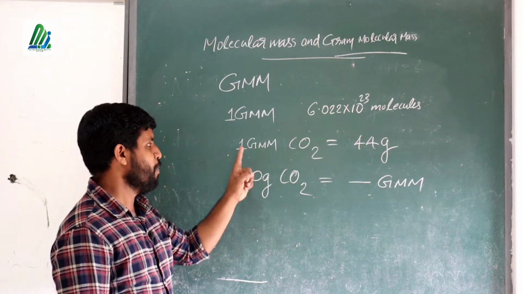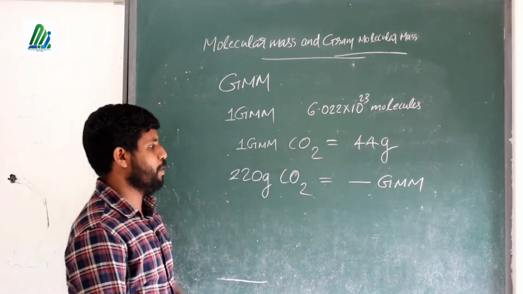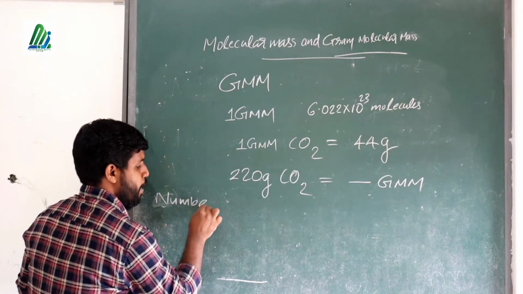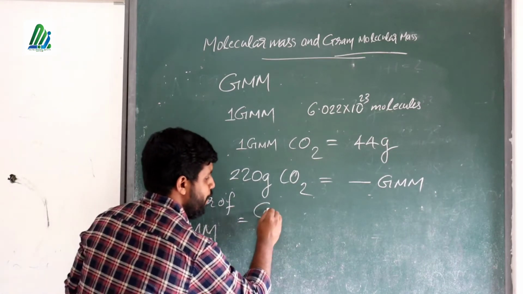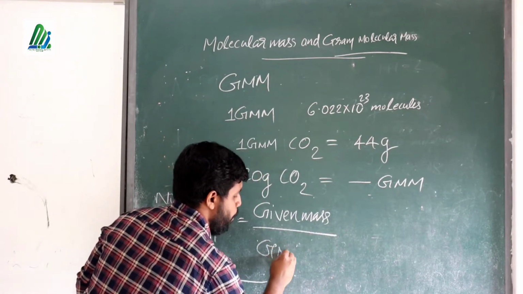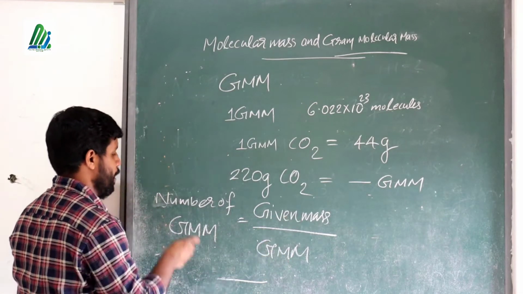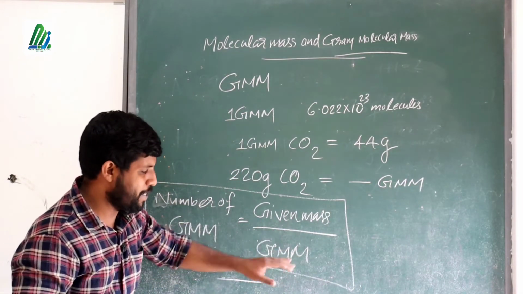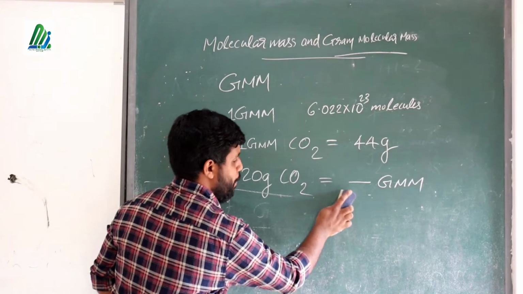So we have 220 gram. 1 GMM is equal to 44. If you take 220 gram, how many GMM is there? That is easy. How can you calculate the number of GMM? Number of GMM is equal to given mass divided by gram molecular mass of that substance. Students, it is important. You want to note it in your notebook.